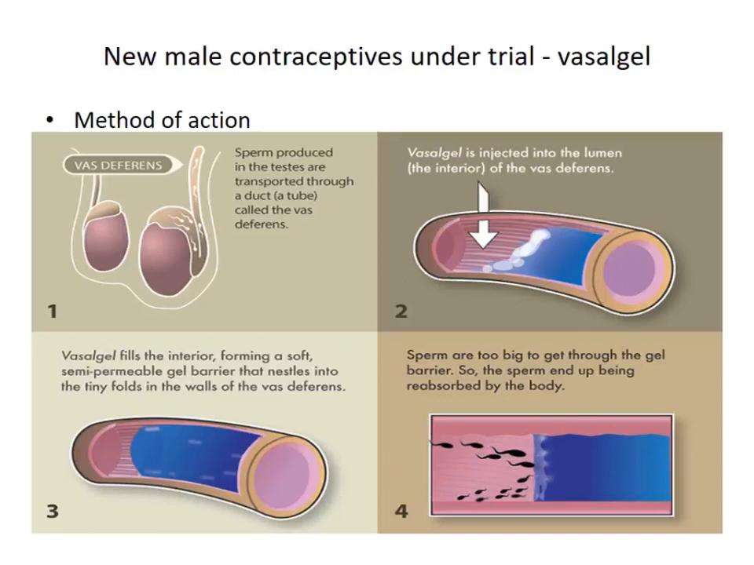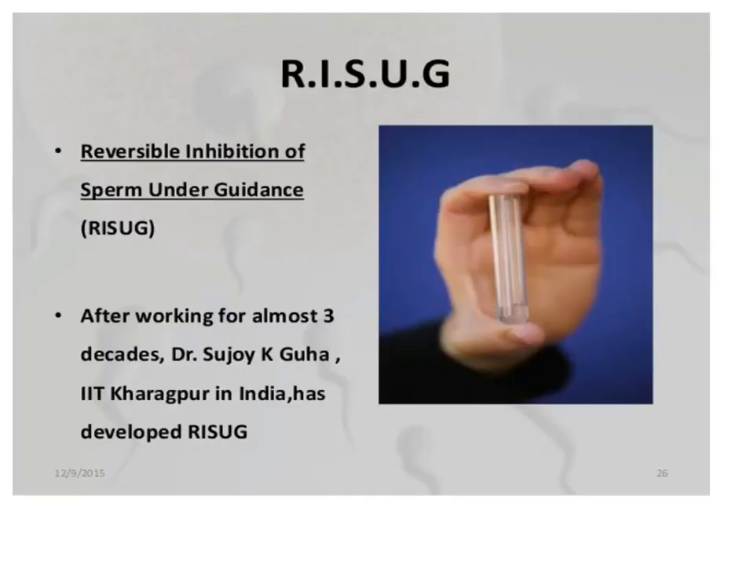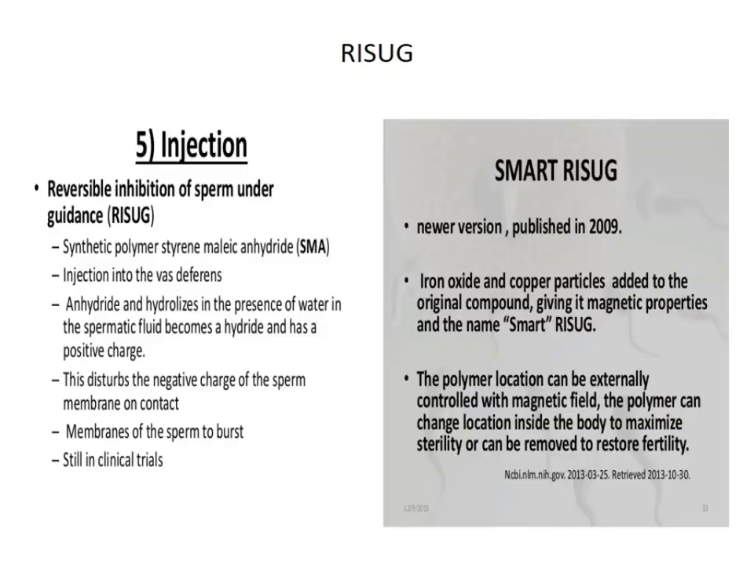One thing under trial was Vasogel. It was a gel which is put inside the vas deferens, and when it solidifies, it doesn't allow the sperms to pass. RISUG, reversible inhibition of sperm under guidance, was done at Kharagpur IIT by Dr. Sujoy Kumar Guha, and it changes the negative charge of the sperm, so it gets destroyed. They tried to make it smarter by putting in copper or iron oxide particles so that it becomes magnetic, so you can see where it is going.